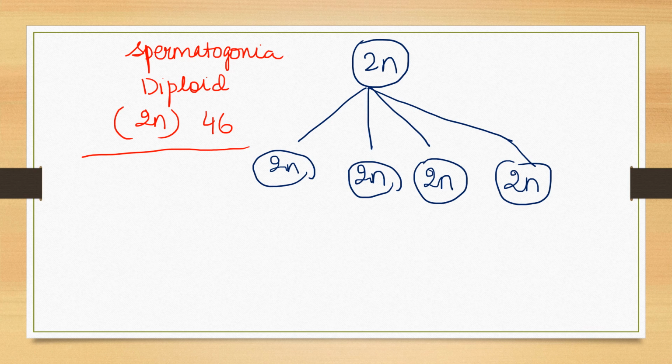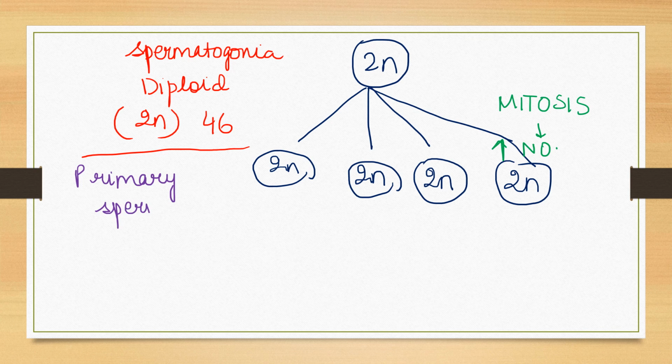So this first mitosis, the process of mitosis, is to increase their number. Now when their number increases, these mitotically divided spermatogonia are given a special name, primary spermatocytes. Their ploidy is the same because they divided by mitosis, so they are also 2n and have 46 chromosomes. So now we have many primary spermatocytes.